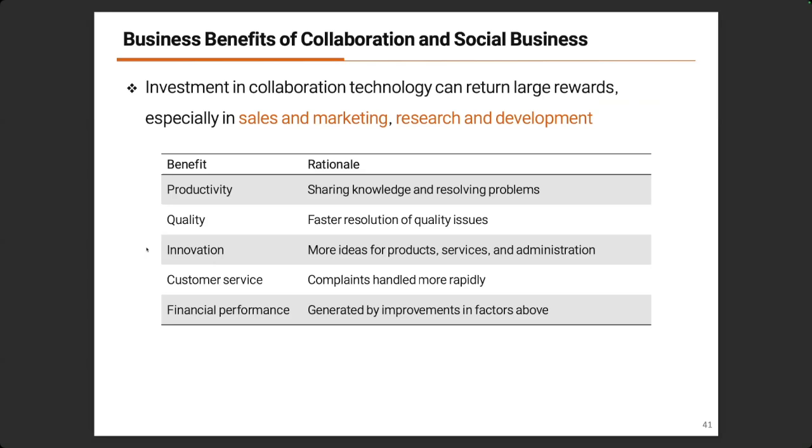And for quality, people working with collaboration can communicate errors, and they can correct actions faster than people working in isolation. So collaborative and social technologies help people reduce the time delays in design and production of their products or services.